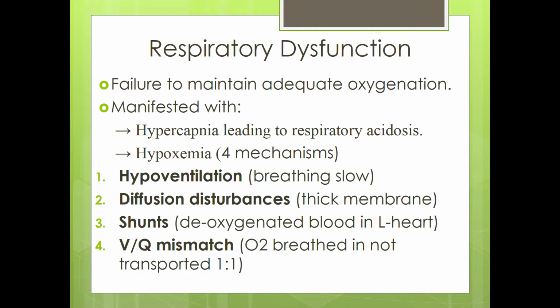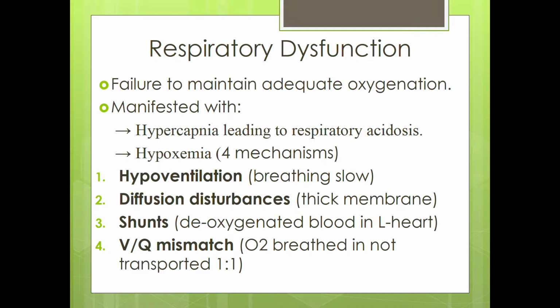So high carbon dioxide, that's the first sign of respiratory dysfunction. The second is hypoxemia, and that is a lack of oxygen within the blood. Because if we're lacking oxygen within the blood, we are soon going to start to lack oxygen within the tissues. So what we're looking at centrally within the blood becomes a really important mechanism.